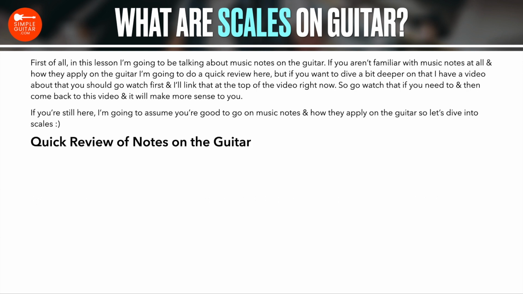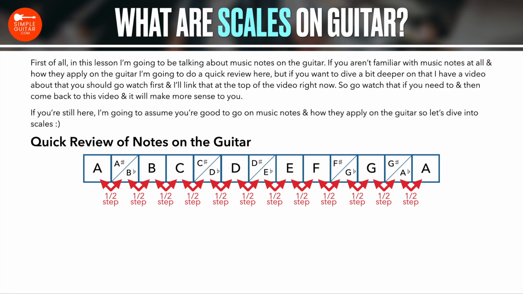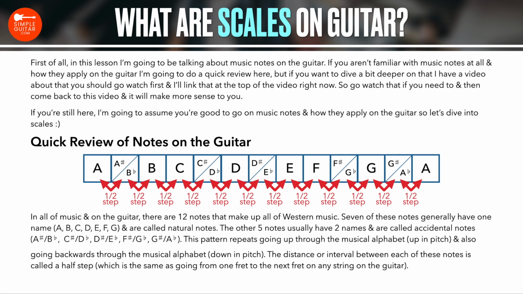So here's our quick review of notes on the guitar. These are all the notes of the musical alphabet, right? So in all music and on the guitar, there are 12 notes that make up all of Western music. 7 of these notes generally have one name, A, B, C, D, E, F, G, right? And those are called natural notes. The other 5 notes usually have 2 names and are called accidental notes.